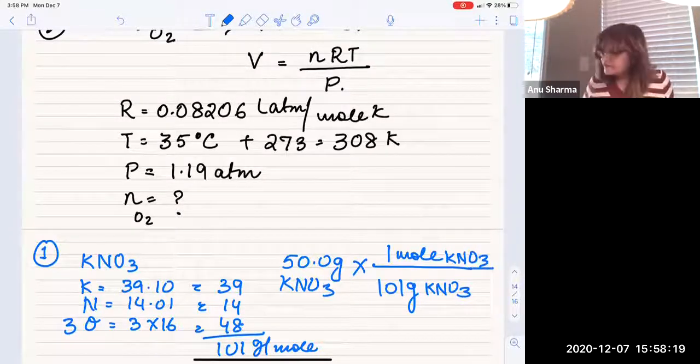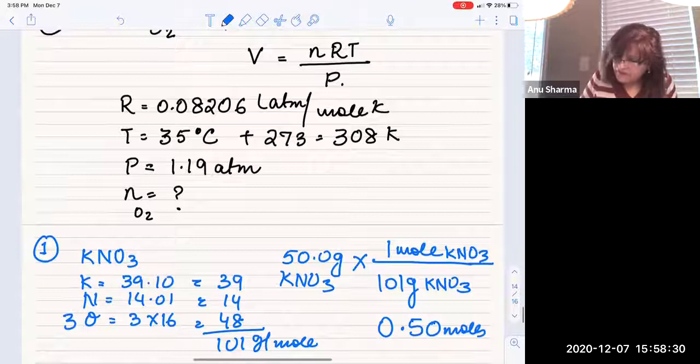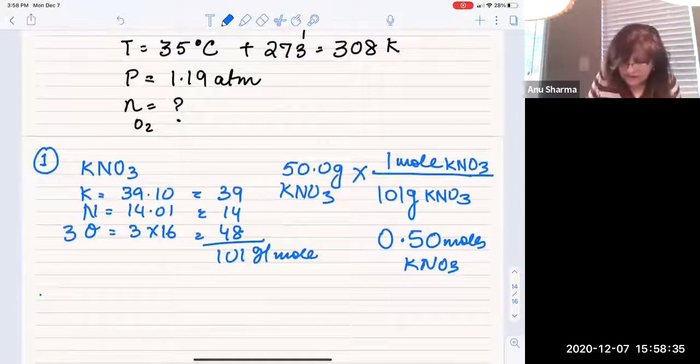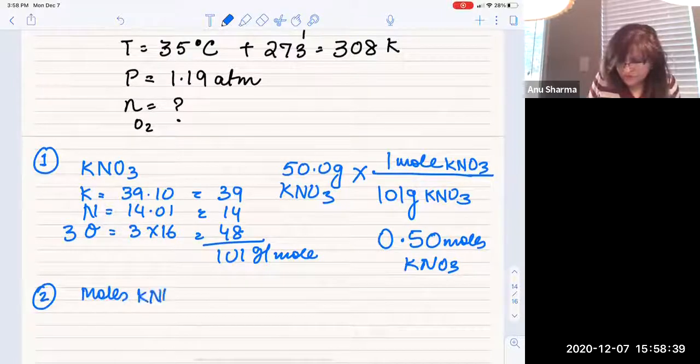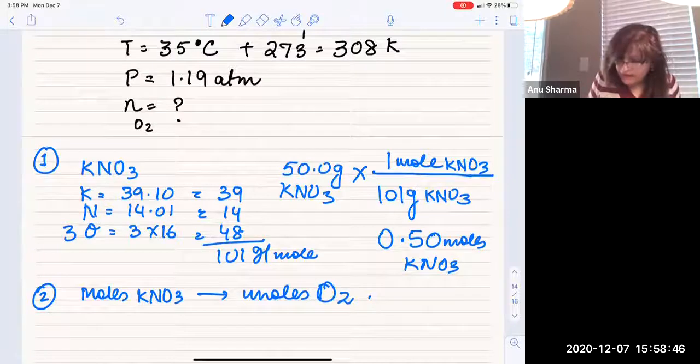0.5 moles. How much is that? 0.5 moles about. 0.50 moles of KNO3. Okay. Next, you're going to convert those moles of KNO3 to the moles of oxygen. So how do you do that? You take 0.50 moles of KNO3.